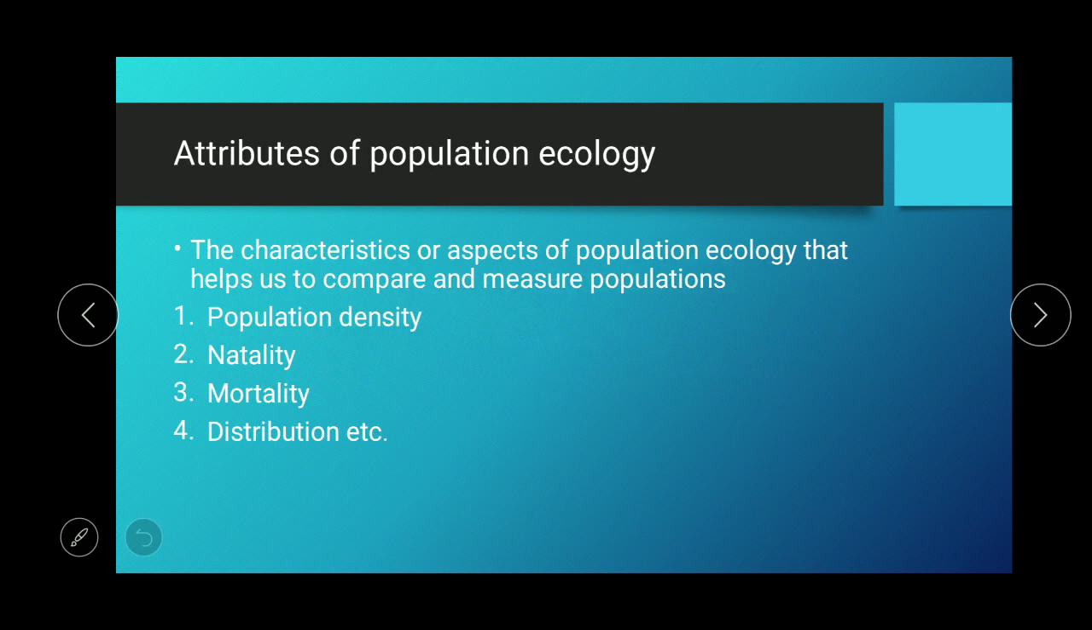So what are the attributes of population ecology? First of all, what are attributes? These are the characteristics or aspects of population ecology that help us to compare and measure population. So these are the aspects or characteristics by virtue of which we can compare and measure population. Examples are population density, natality, mortality, distribution, etc. So we will discuss these.